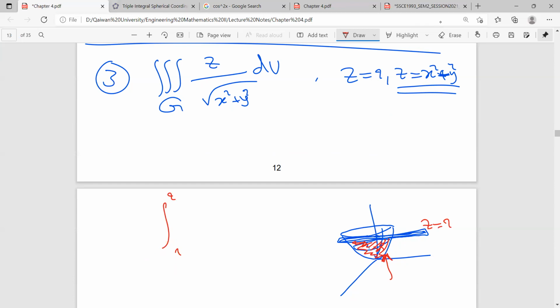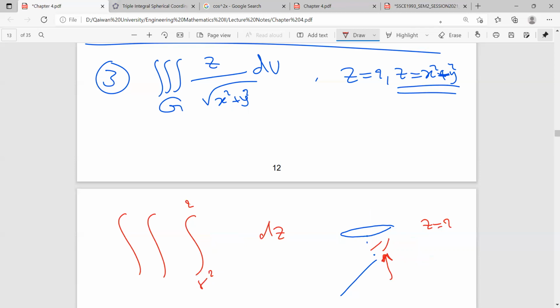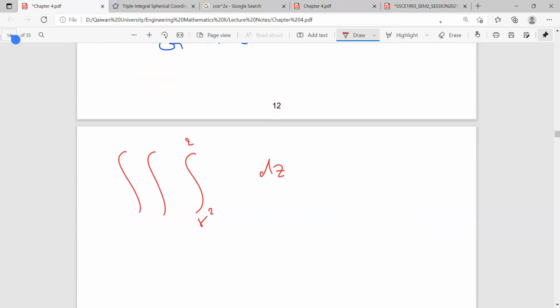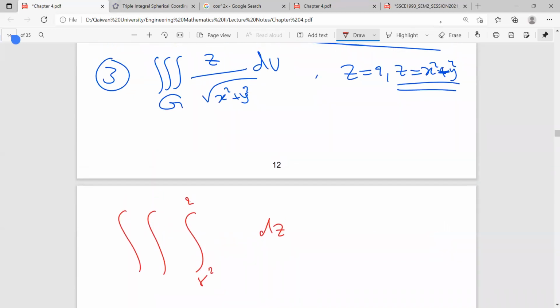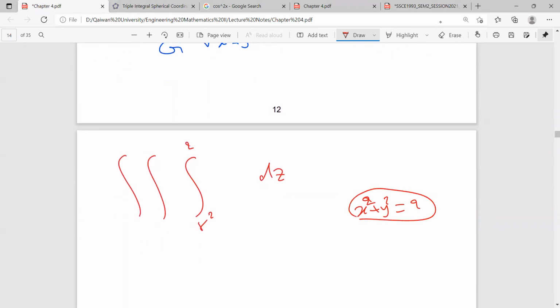Let's first write down the triple integral. Z is from r squared to 2. It's dz. Now, we are going to find the lower and upper limits for r and theta. It says z equals 2 and z equals x squared plus y squared. That means x squared plus y squared equals 2. Since z equals 2, we can say this is a circle, and r squared is 2.